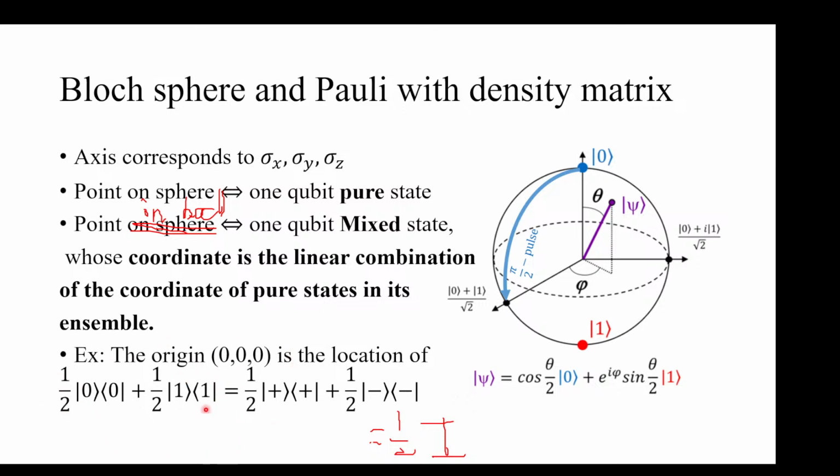So this probability computation of the density matrix matches the geometric calculation on the Bloch sphere, and it's quite nice. Okay, any question?